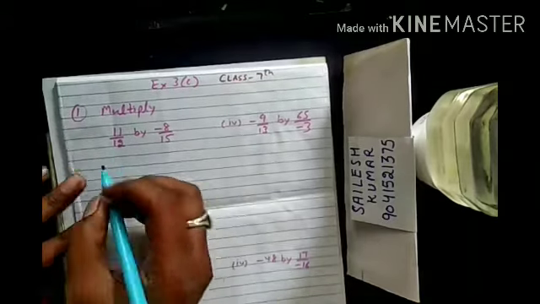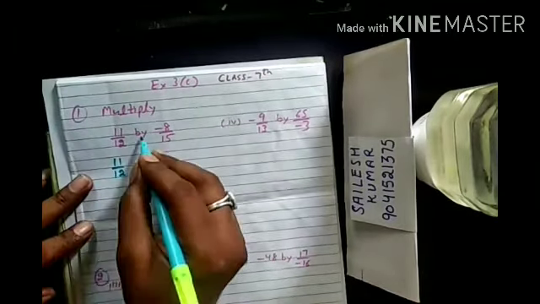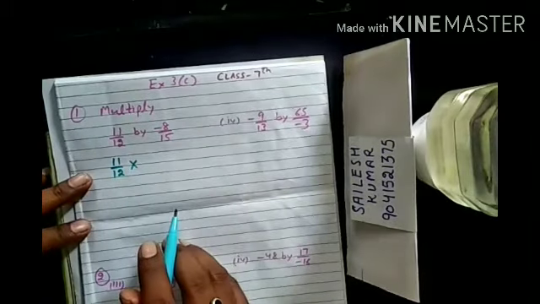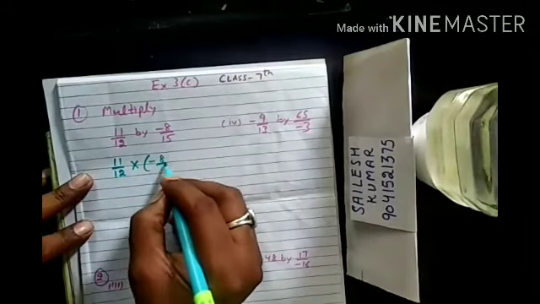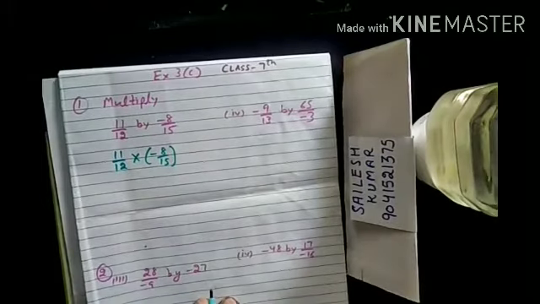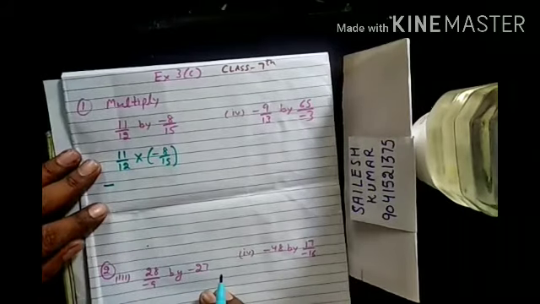So now first of all I will write 11 by 12 and multiply. Because I have to multiply, therefore I will write the symbol of multiplication. And minus 8 by 15, I will write this in brackets. As you know, when we multiply a positive and a negative number, the answer is negative. Therefore, I will write the negative symbol in the beginning.